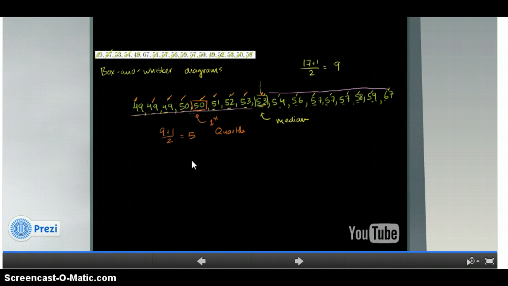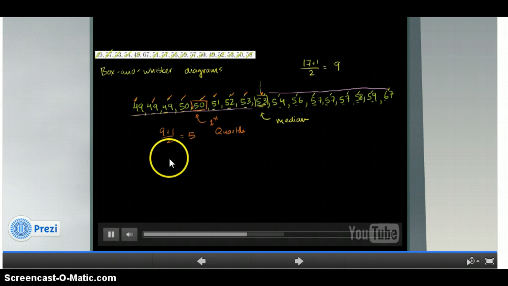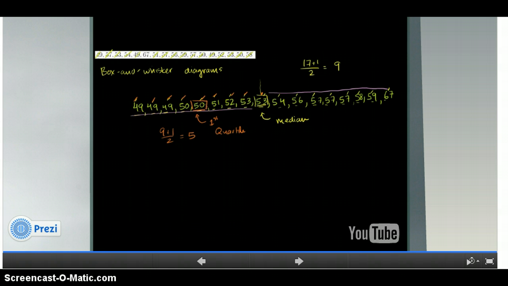This number right here is the first quartile. And what it does is it separates, there's a bunch of ways you could view it. You could say that 25%, or 1/4, that's where the word quartile comes from, you have 1/4 of the values below this number. Or you could say 3/4 of the values are above this number.